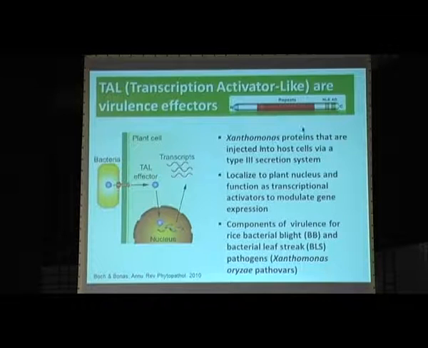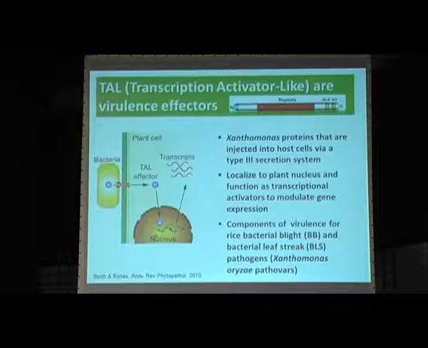So these very interesting genes, the TAL, or transcription activator-like, effectors as they're now called, used to be called avr genes or avrBs3 homologs. These genes encode proteins that are injected into the host plant cell via a type 3 secretion system from the bacterial pathogen. This system is conserved across human pathogens and plant pathogens. They localize to the plant nucleus, and we'll talk a little later about how that happens.